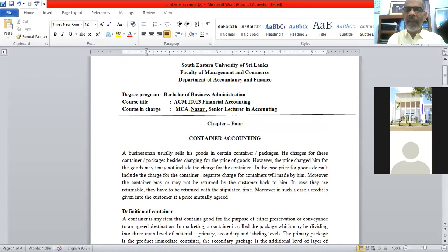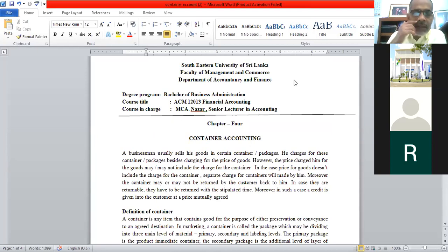Yes, sir. Okay. After a long time, we have started with the container account. I will explain the container account and why we are preparing it. Then we will go for a second example. I think we have completed example number one, isn't it? Yes, we have done example one. Yes, sir.